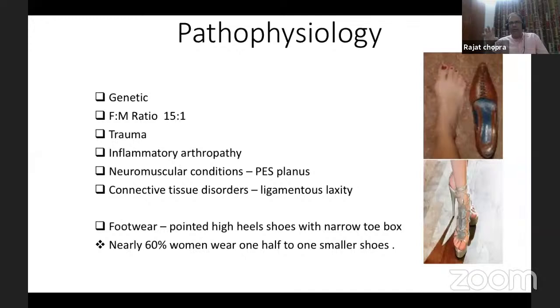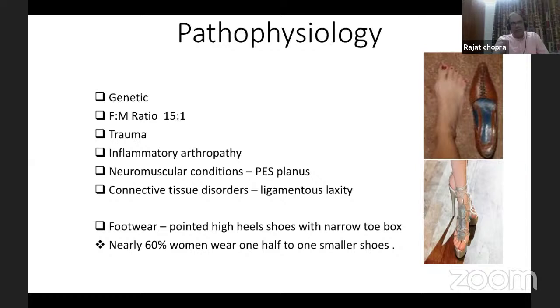Usually you will see one side is more deformed and it is just the big toe. But if you start seeing the lesser toes also deformed, then you have to consider that it may be an inflammatory arthropathy. And on the opposite side also, if the condition is similar, then you are dealing with inflammatory arthropathy rather than an idiopathic hallux valgus.